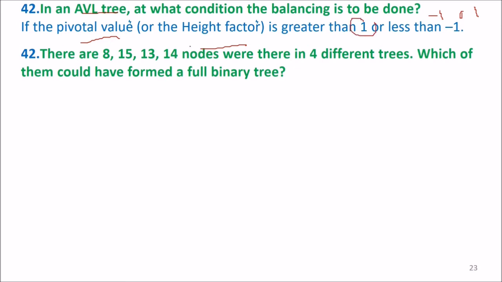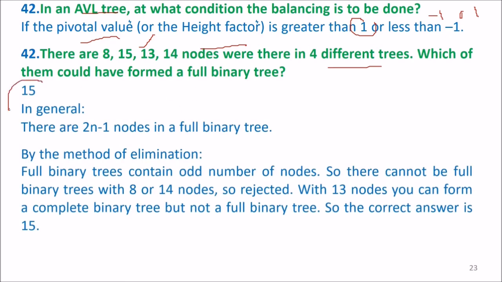There were 8, 15, 13, 14 nodes in 4 different trees. These are the 4 nodes. Which of them could have formed a binary tree? See, the answer is 15. Why? In general, you have 2^n - 1 nodes in a full binary tree. So by the method of elimination, a full binary tree contains an odd number of nodes.